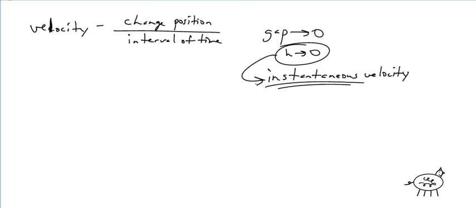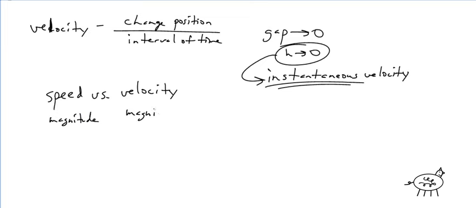All right, so before we do an example, I want to talk a little bit about speed versus velocity. Some of you might know that from physics, but speed has a magnitude, and velocity has a magnitude and direction.